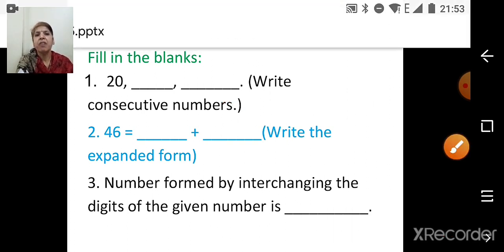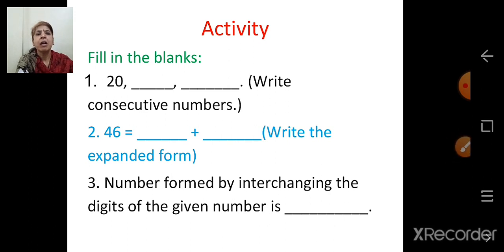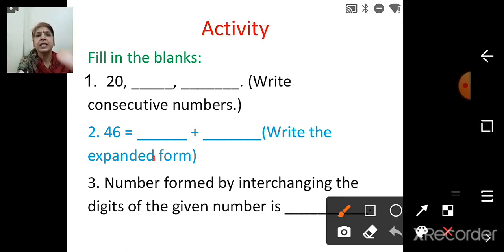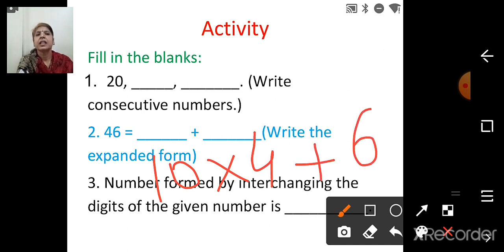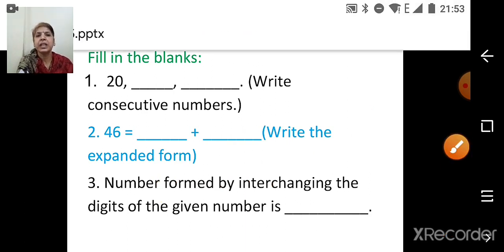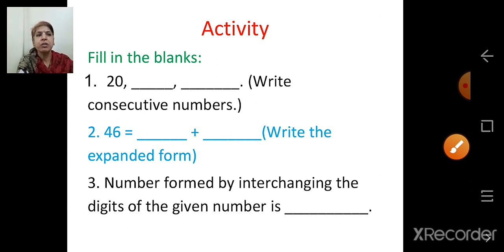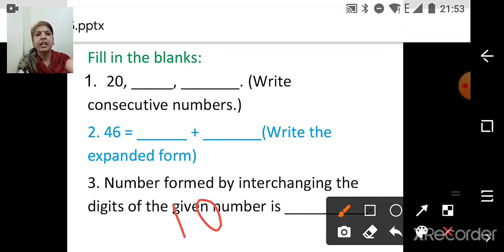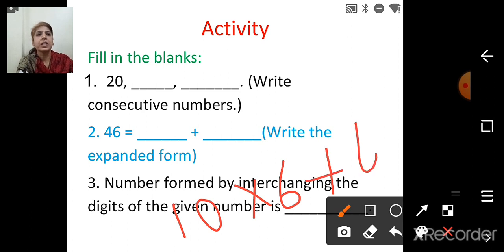Similarly, 46, how is the number formed? The digit which is in the tens place, you have to multiply by 10. That is 10 into 4 plus 6. So whichever the digit in the tens place, you have to multiply with 10 plus the units digit. So 10 into 4 plus here it is 6. Interchanging the digits, for example, it is 64. So 10 into 6 plus 4.